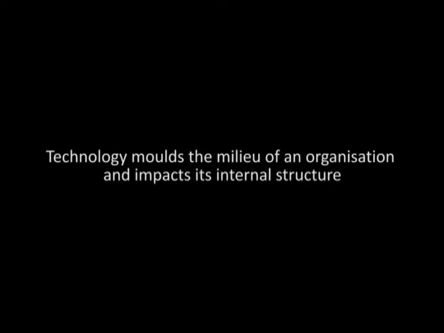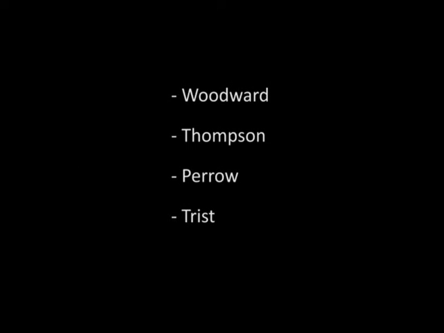Technology theory. This theory is the second important analysis of the firm after economic theory. This theory proclaims that technology is the most powerful component in an organization. It is the technology that molds the milieu of an organization and impacts its internal structure. The works of Woodward, Thompson, Perrow and Trist, which was done during the 1960s and 1970s, fall under this category.